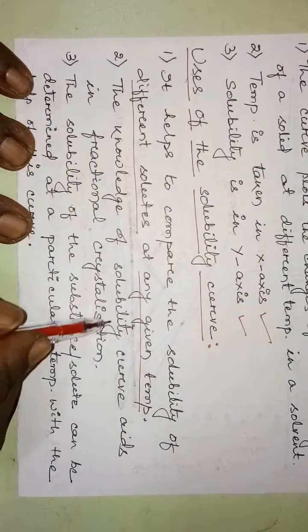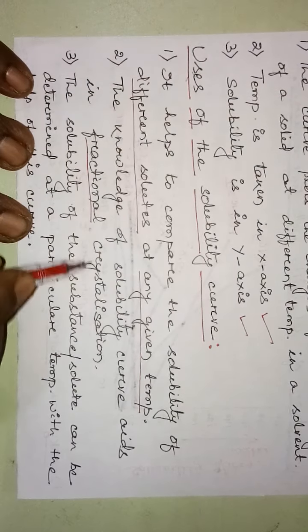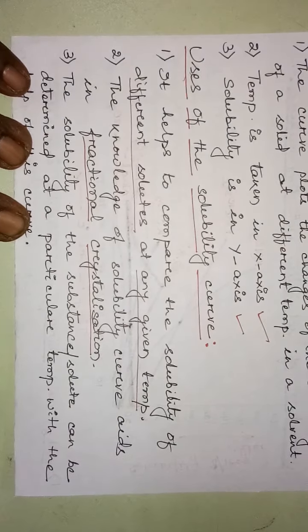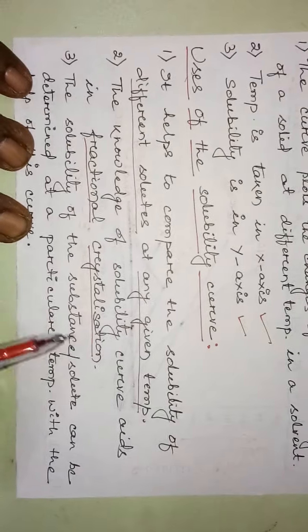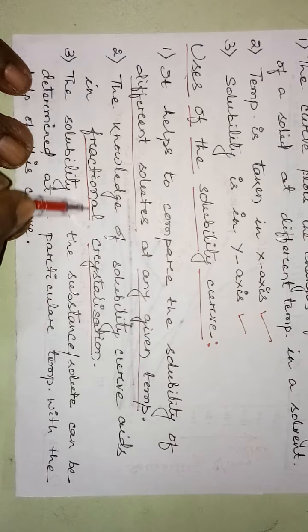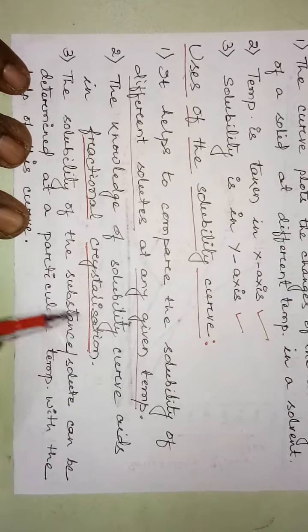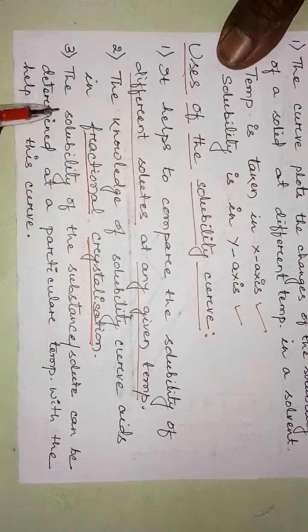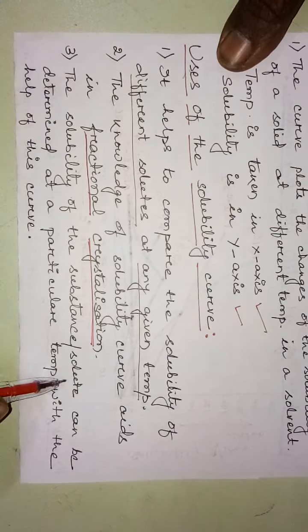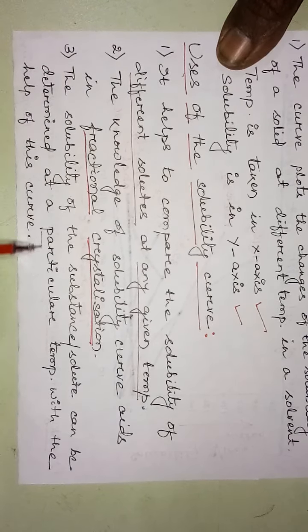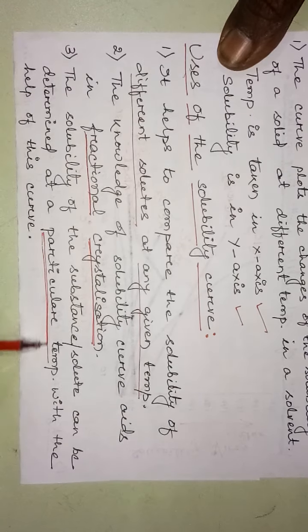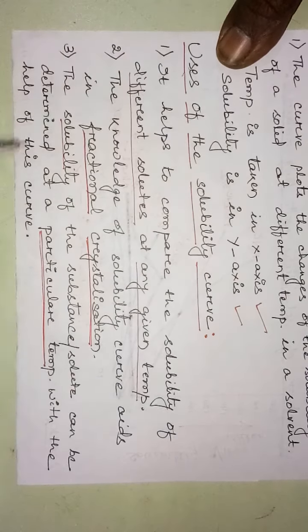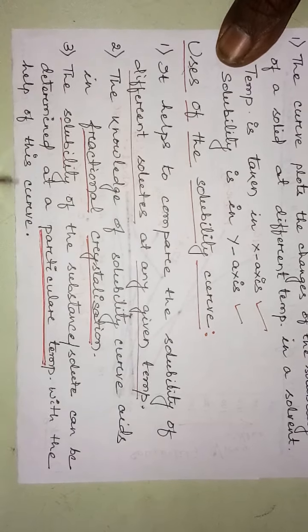The knowledge of the solubility curve aids in fractional crystallization. Understood? Suppose two solutions are mixed. Based on the solubility at a particular temperature, fractional crystallization can be done using this solubility curve. Then the solubility of a substance or solute can be determined at a particular temperature with the help of this curve.